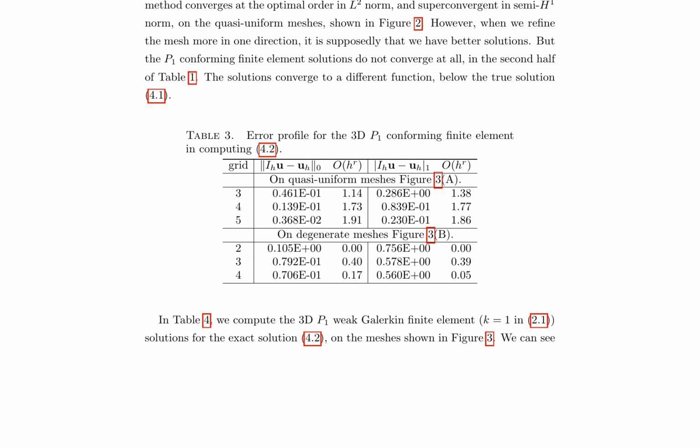In contrast, on degenerate meshes, the method fails to converge, with the error stagnating or increasing as the mesh is refined. Furthermore, results for the 3D P1 weak Galerkin finite element method, with k equals 1 in equation 2.1, in solving the same problem are presented in Table 4, computed on the meshes depicted in Figure 3. This table provides additional evidence of the method's performance on different mesh types, highlighting the importance of mesh quality in finite element simulations. The results underscore the need for careful mesh design to ensure optimal convergence rates and accurate solutions.